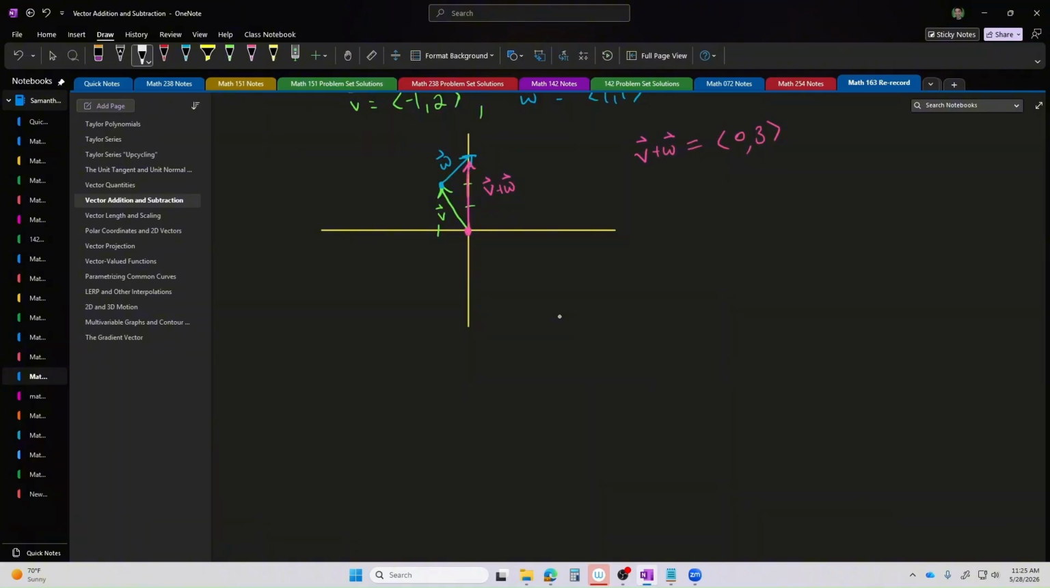Alternatively, I can think about this as traversing two paths back to back. First, the vector v takes me from an initial point A to an intermediate point B. w takes me from that point B toward a final point C. The sum v plus w is basically just the shortcut that takes me directly from point A to point C.